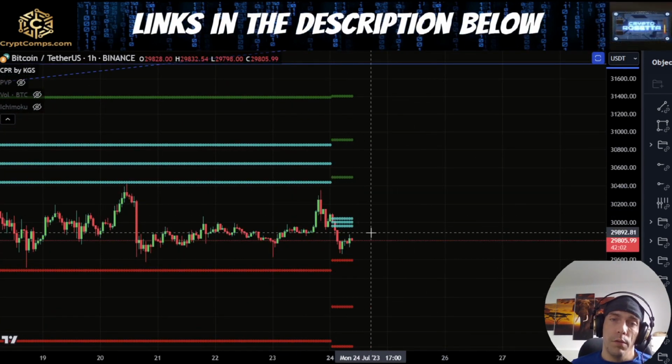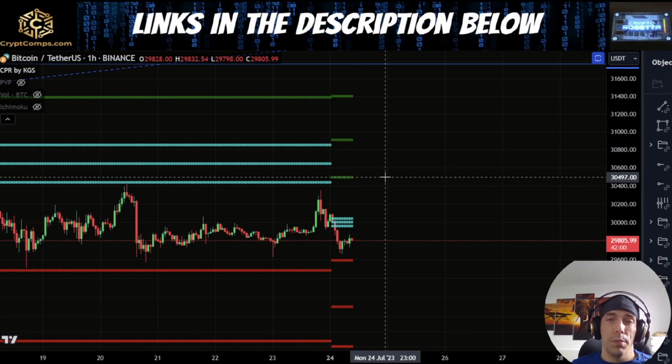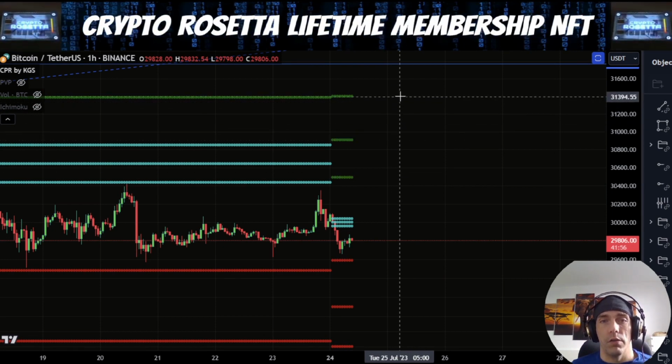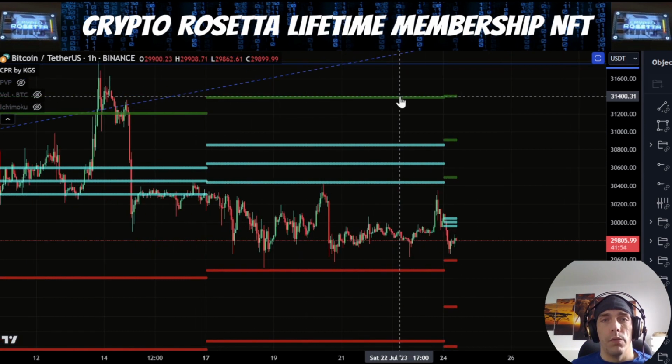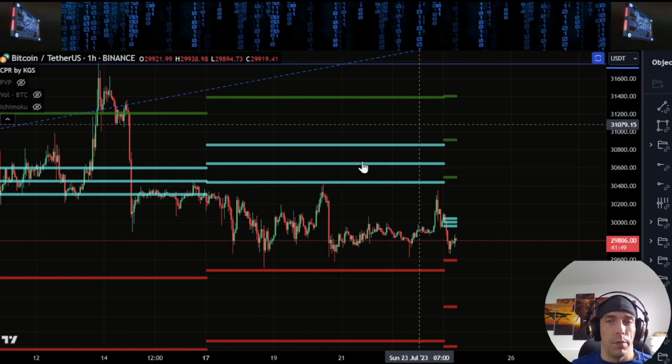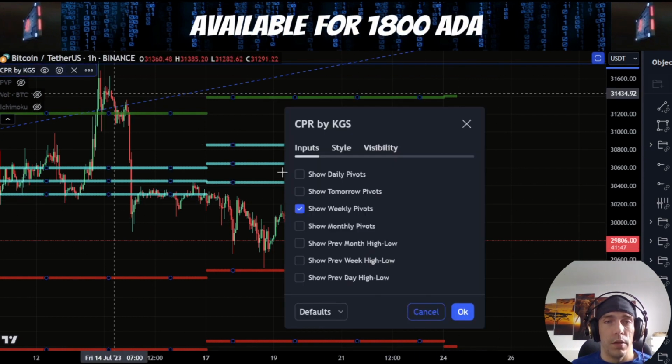Alternatively, if we do manage to flip back above these, possible upside targets would be this 30,497, 30,908, and this 31,400 level as a possible zone where we could see price look to move to the upside if we manage to flip these back into support.